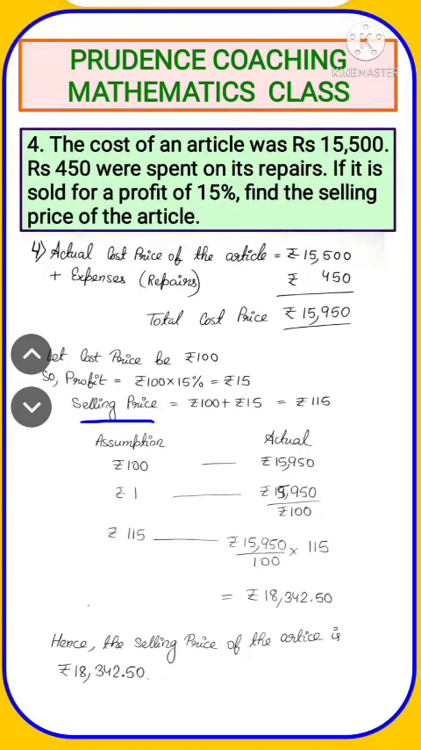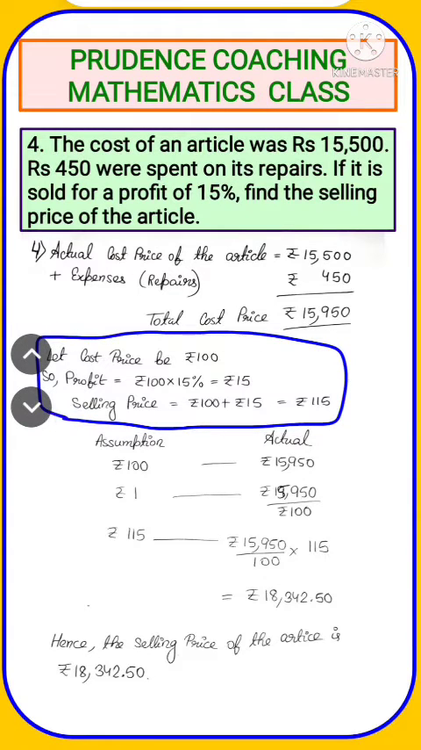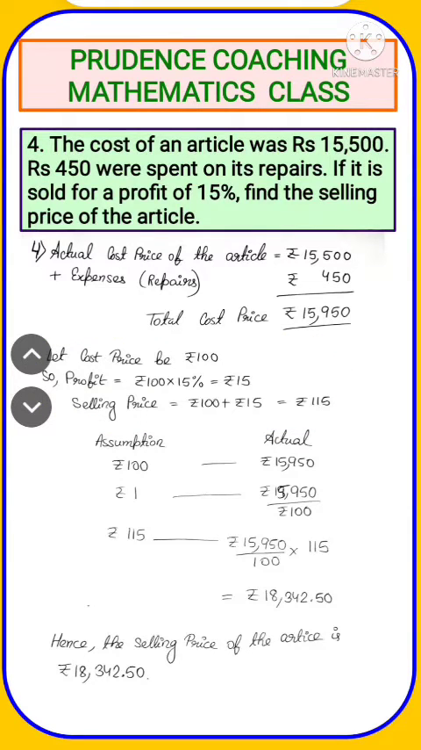Therefore selling price, we know, is cost price plus profit, so we are getting 115 rupees. But all my dear students, the things which we have written in this particular box are all our assumptions. Now we need to compare our assumption with the actual or the reality. So we will write the assumption on the left hand side and the actual value on the right hand side. So we can write that rupees 100 is equal to 15,950. According to the question, cost price is this one and according to our assumption it is rupees 100.